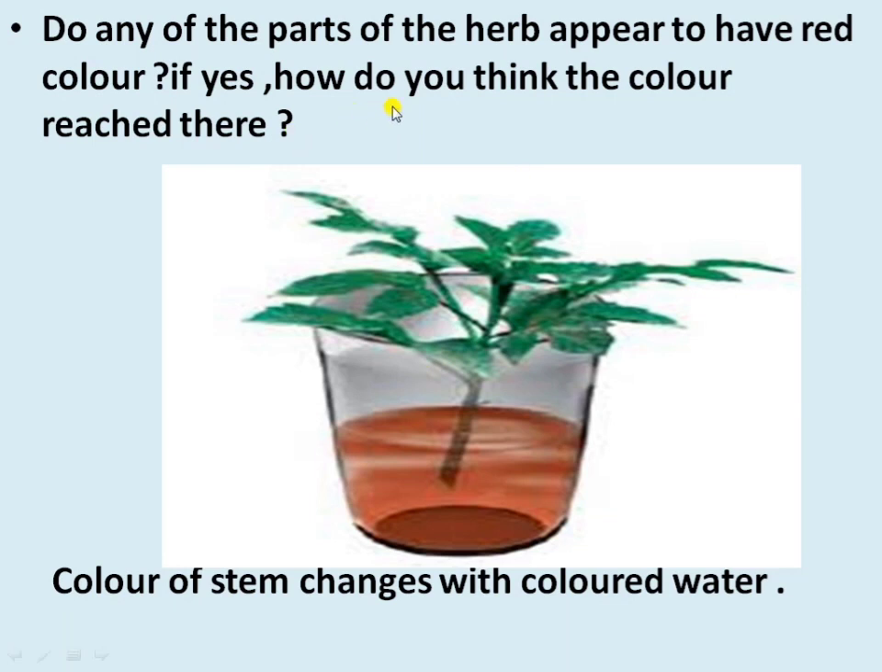So you have to write down the observation of this activity. Does any part of the herb appear to have the red color? If yes, then how do you think the color reached there?